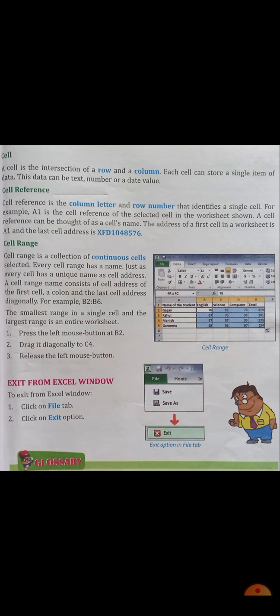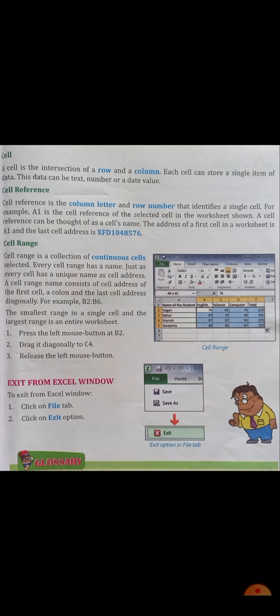Then comes cell range. What is cell range? A cell range is a collection of continuous cells selected. Every cell range has a name, just as every cell has a unique name as its cell address. A cell range name consists of the cell address of the first cell, a colon, and the last cell address diagonally. For example, B2:B6.